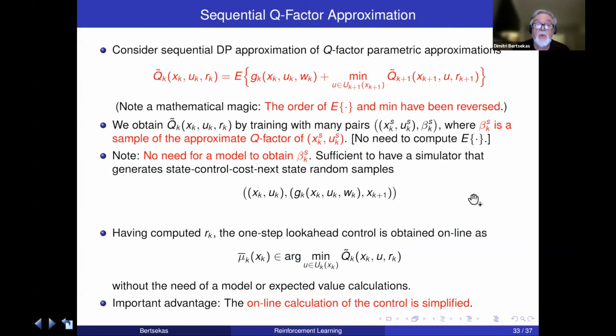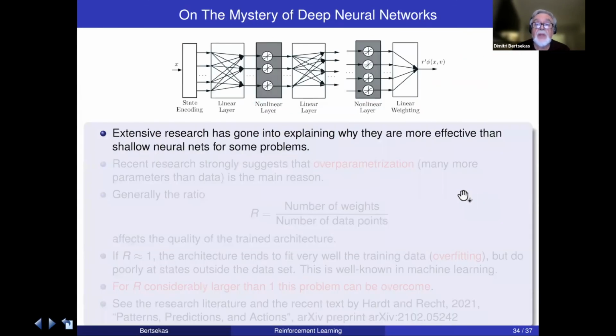I have one more slide on deep neural networks. There is a mystery around them, and there has been some significant progress in understanding why they work, and this slide is about that. So let me get started.